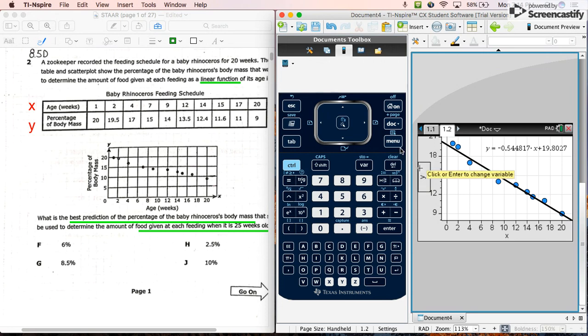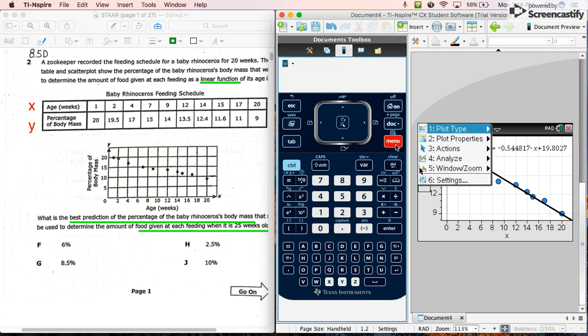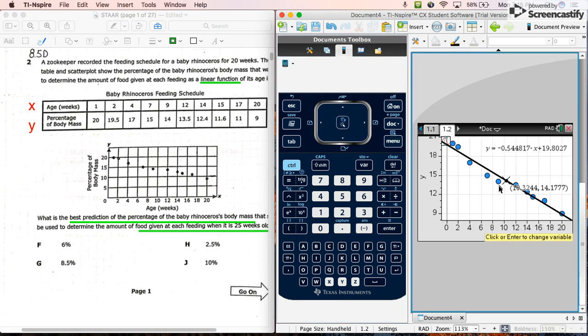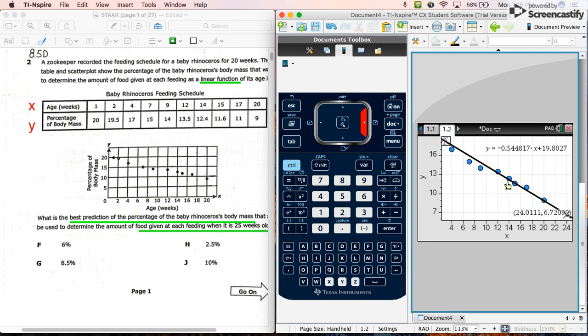So what I do then is click on Menu, and I'm going to trace a line until I get to 25. To do that, I'm going to go to Analyze and Graph Trace. From there, I see this little X looking thing. I'm going to move my touchpad until I get to 25, which you're going to tap. Try not to go too fast because then it'll keep going. Once you're about 25, let's see what we got.